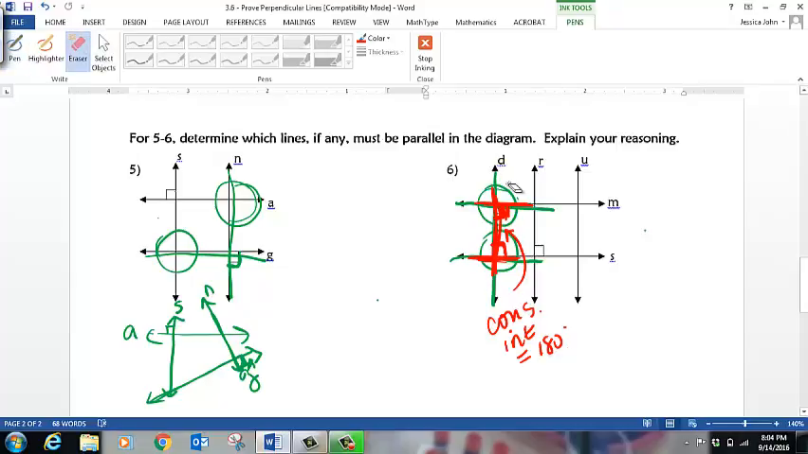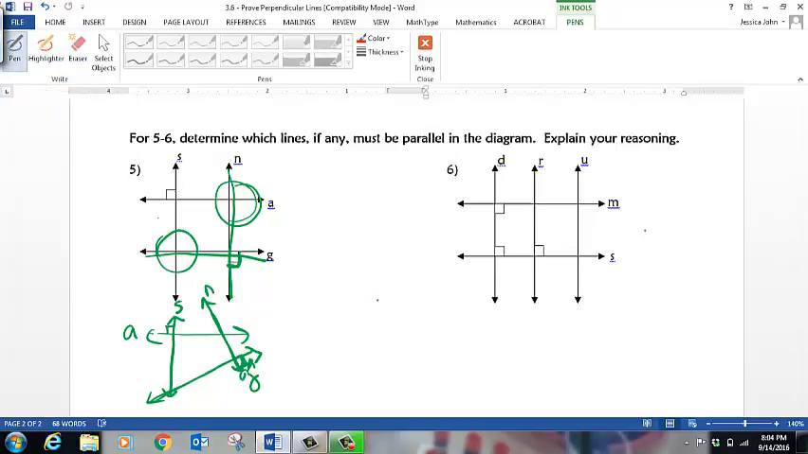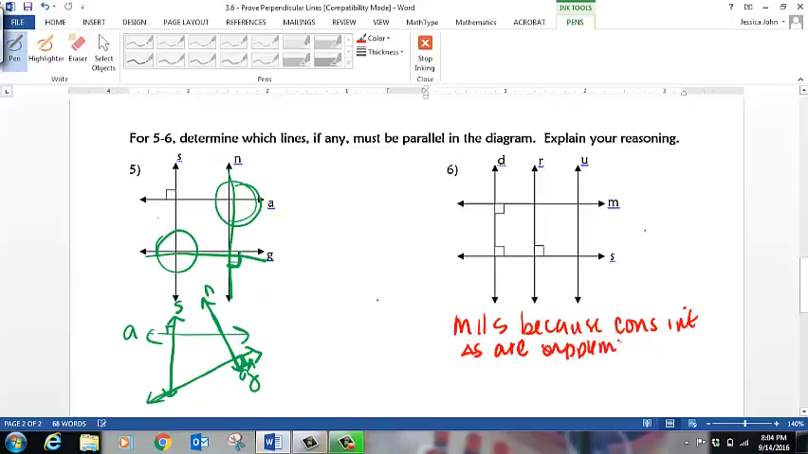So we could say, if we clean this up here, we could say that M is parallel to S, okay, because consecutive interior angles are supplementary. But again, we would have to use line D as our transversal for that.